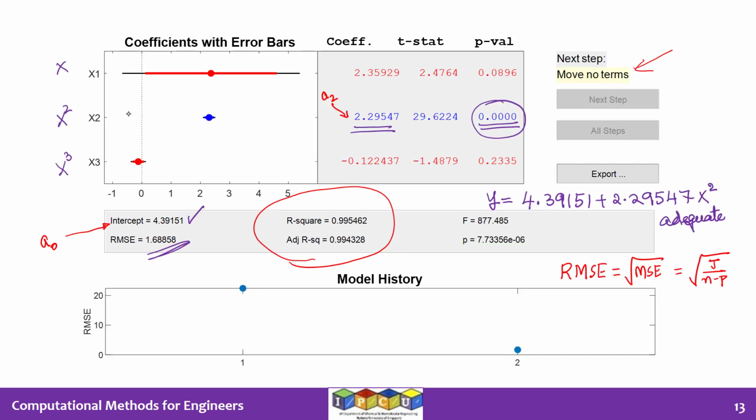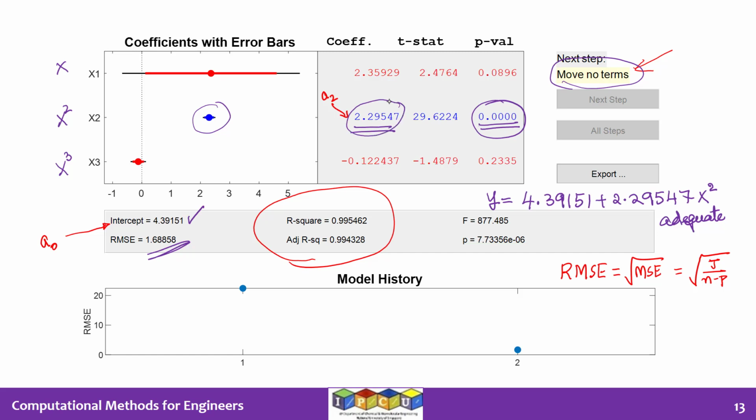And I've added some of my annotation to it. As of now, it says move no terms. That means there is nothing more to recommend. There is no other good term to include in the model. Just including this X2, or X squared, is good enough. And you can see that it has changed to blue color. That means it is included in the model. And then the value of the parameter related to X squared or X2 is 2.29547. So that is A2.